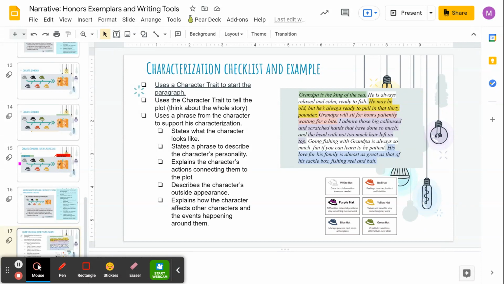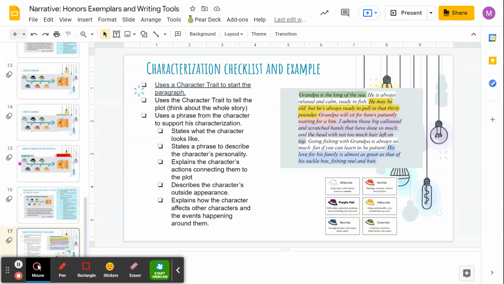The third sentence is a yellow sentence, or it's written with the yellow perspective in mind. He may be old, but he's always ready to pull in that 30 pounder. It tells you about his values and his benefits, why he loves to fish. It's because he loves the thrill of pulling in that 30 pounder.